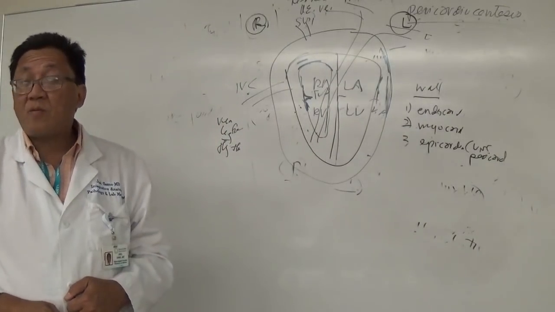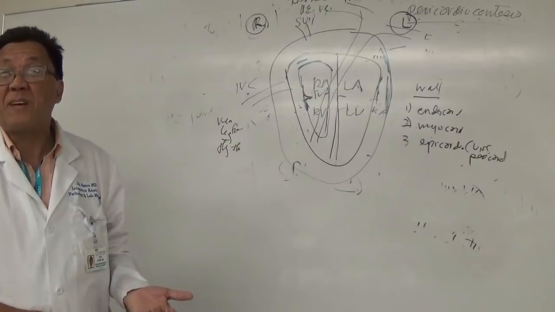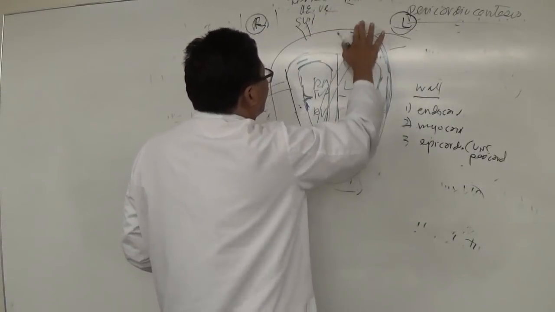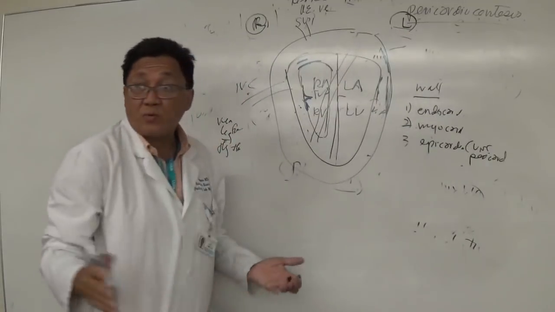Pulmonary valve. How many cusps? Same thing, tricuspid. Now let's remove that. So let's move that here. But this is what you see in your what? Remember the pig that we dissected?